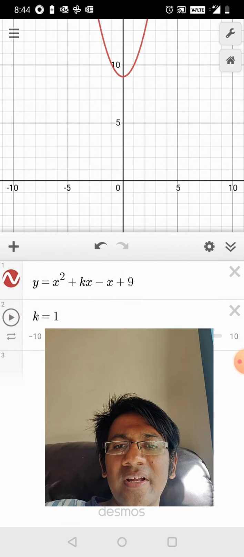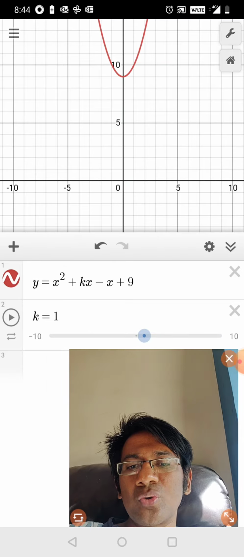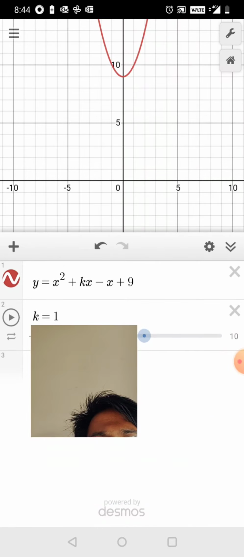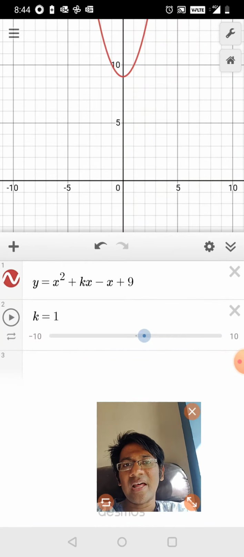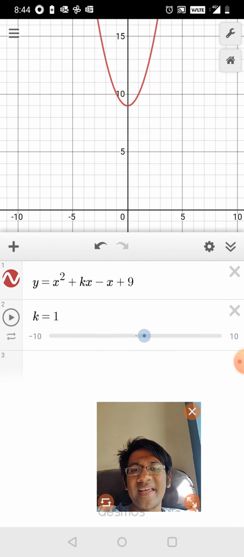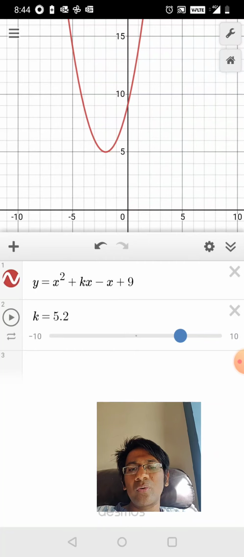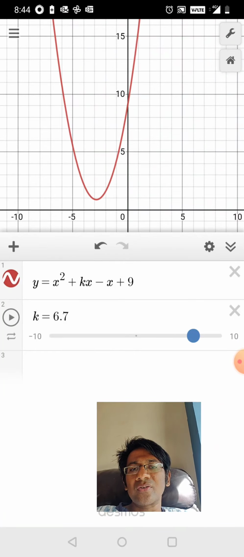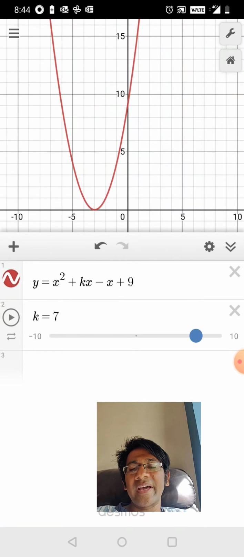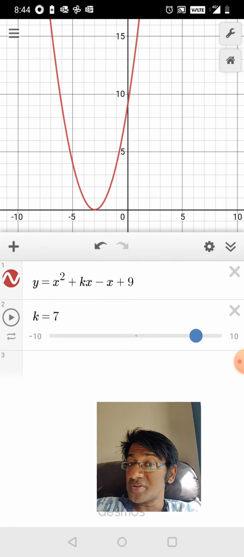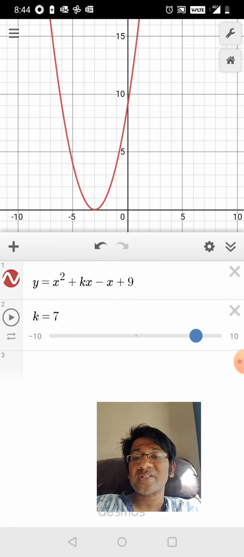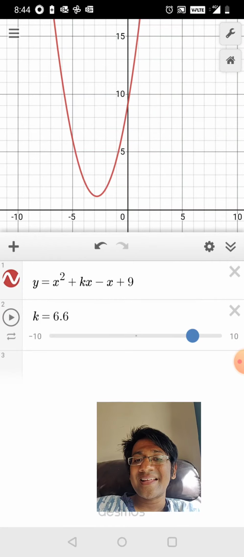So what I'm going to do for that is, this is where the magic of such tools comes into play. I'm going to show you what this magic is. Now I'm going to slide this k in the positive direction: 1, 2, 3, 4, 5, 6, 7. What happens in that curve? It is going down, it is touching the x-axis at 7. So it has to be strictly above the x-axis, right? So it can't touch at 7. So k has to be less than 7.